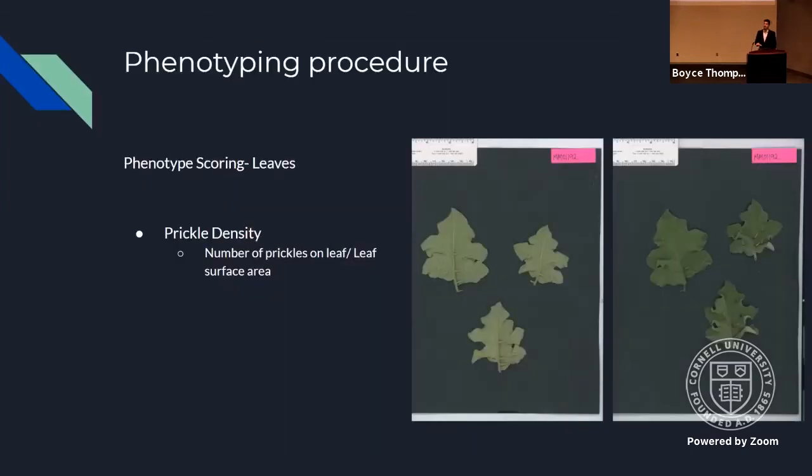And I wasn't satisfied with just the presence and absence. Felt like I needed a more comprehensive view, maybe more of a prickliness factor. So I came up with the scoring for prickle density. Essentially that was the number of prickles on the top and bottom of the leaf added together and divided by the leaf area. We were able to accomplish this in ImageJ, which is an image analyzing software. And then we started to get some more interesting results.